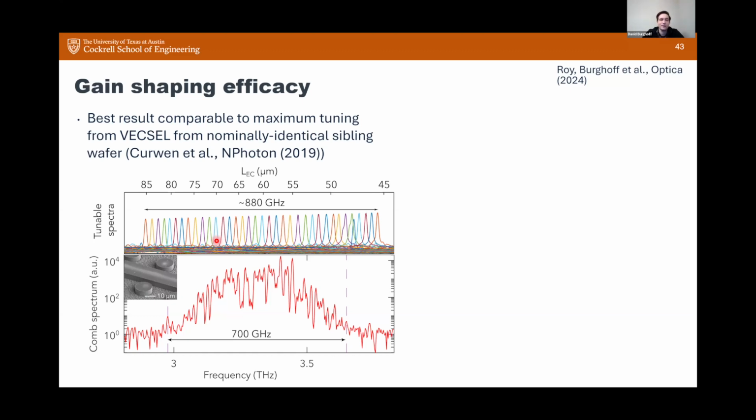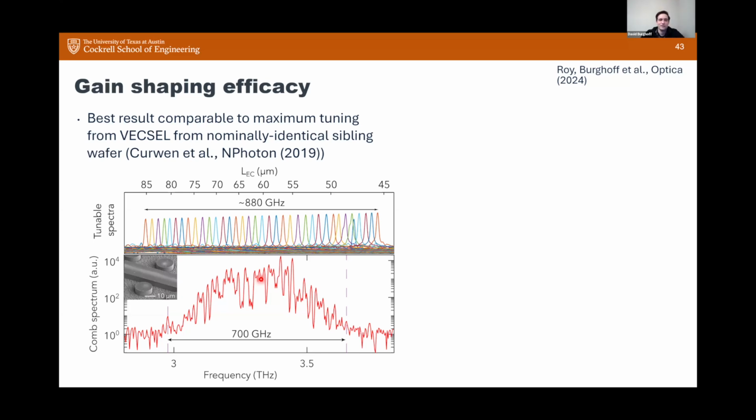But there was some nice work out of Ben Williams' lab a couple of years ago demonstrating a laser which had about 880 gigahertz of tuning bandwidth. With a nominally identical, but actually not identical because no wafer is identical, gain medium, we were able to get about 700 gigahertz of bandwidth out of a comb. So, of course, the difference is with a comb, you actually have all these lines lasing at once. With a tunable laser, you only have one line at a time. So if you wanted to, for example, make an on-chip frequency reference, you wouldn't be able to do that with a tunable laser.